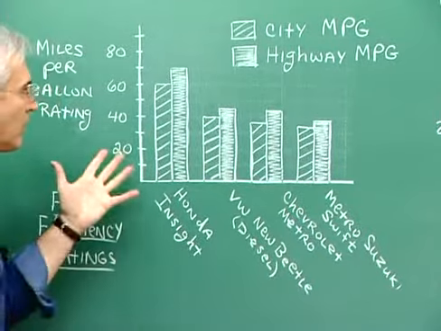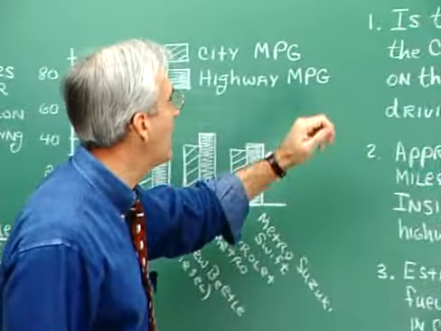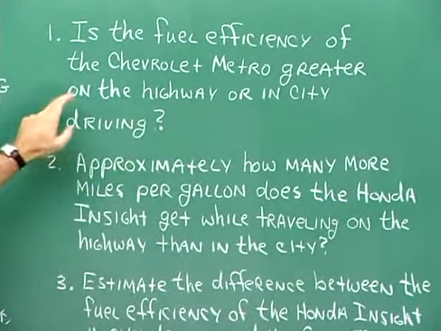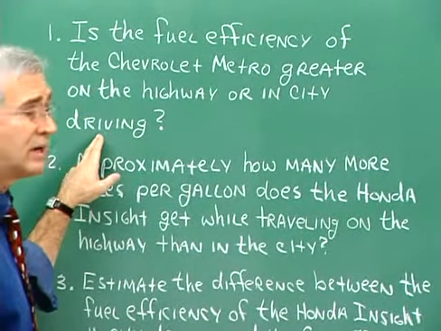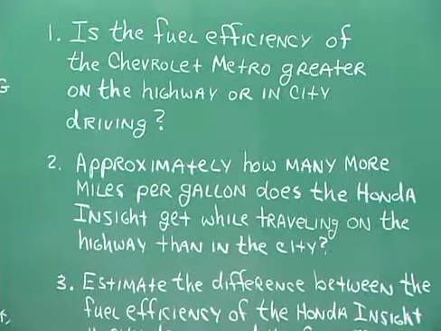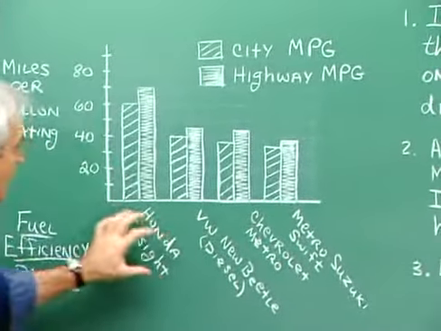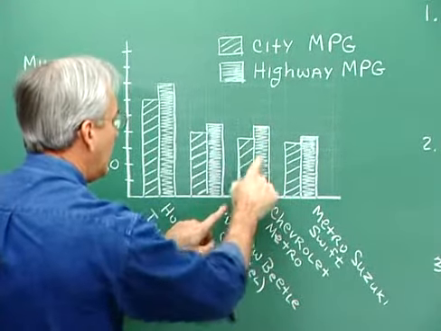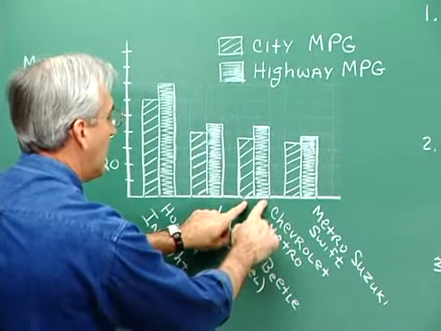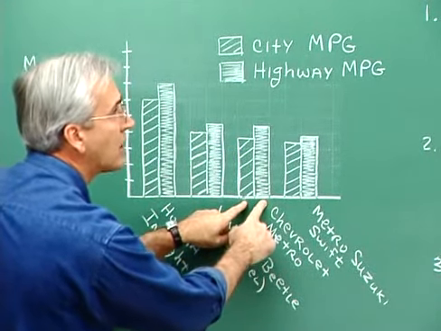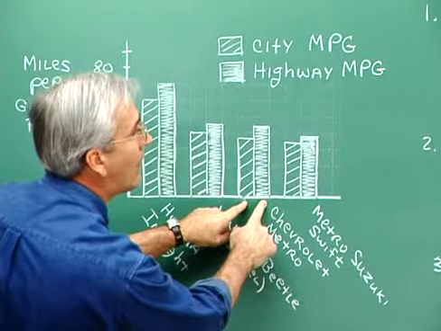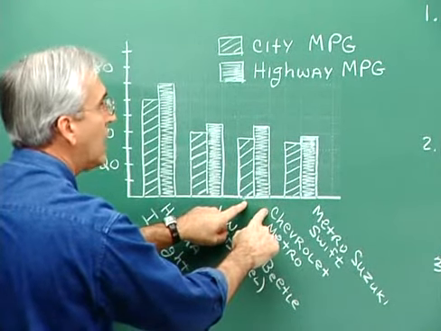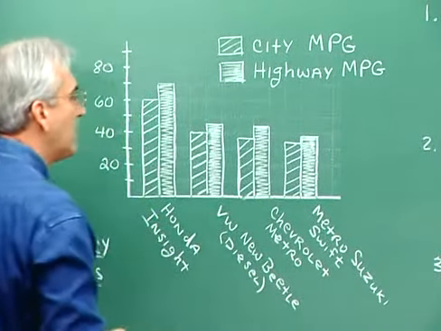Let's answer a few questions, and we're going to come back to the graph in just a second as we answer the questions. But the first one says, is the fuel efficiency of the Chevrolet Metro greater on the highway or in the city driving? All right, so the Chevrolet Metro, let's go locate the Chevrolet Metro on the graph. So we look down here at the bottom. Oh, here's the Chevrolet Metro. Now, here's the highway miles per gallon, you see, and the city miles per gallon. And we're asked to tell which one is larger. Is the fuel efficiency of the Chevrolet Metro greater on the highway or in the city? Well, the larger bar is for the highway miles per gallon, and so the efficiency is greater on the highway than it is in the city.